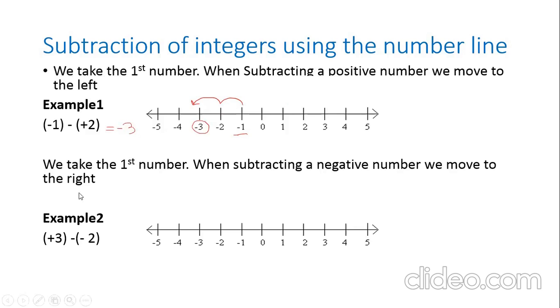In the other case, we are subtracting a negative number. We notice here we have -2. So in order to find the answer in this case, we take the first number, which is 3. We locate it on the number line here. And we move 2 steps to the right. So starting from 3, move 2 steps to the right. We fall here, so the answer is 5 or +5.